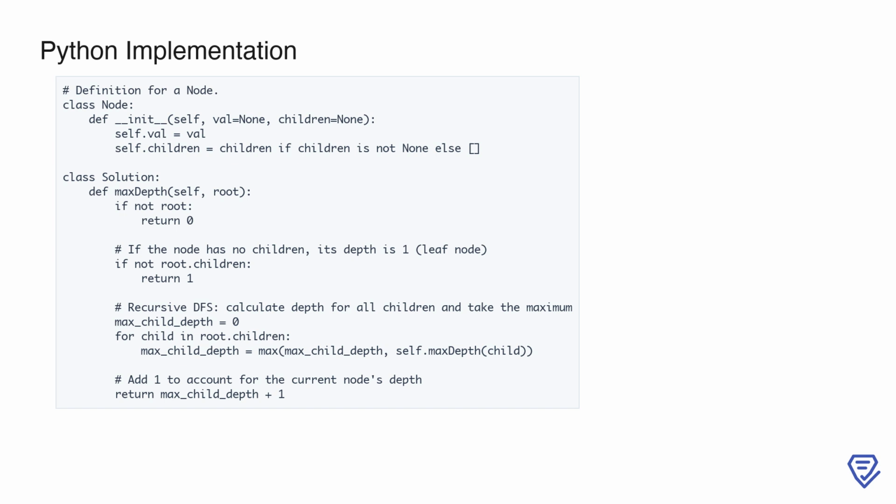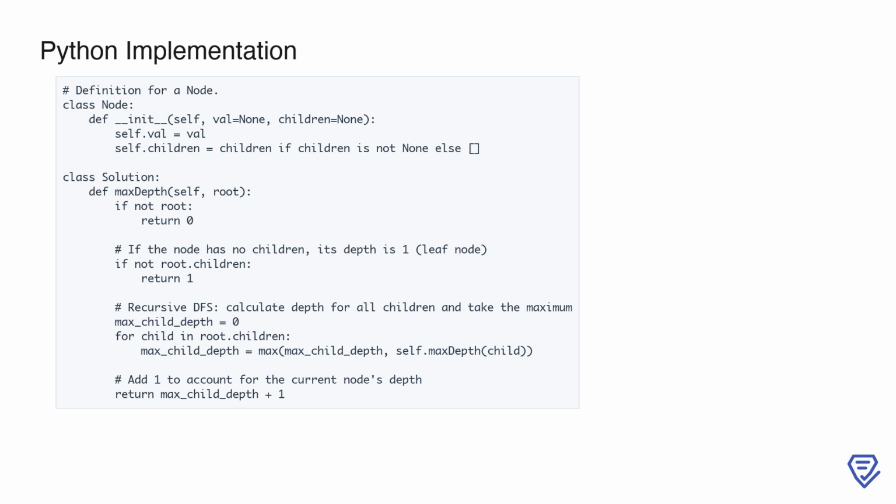3. Recursive depth calculation: for non-leaf nodes, we iterate over each child node and recursively calculate the depth of its subtree. We keep track of the maximum depth among all children using the max function. 4. Combine results: finally, we add 1 to the maximum depth of the children to account for the depth of the current node itself. This approach ensures that we traverse the entire tree, visiting each node exactly once.